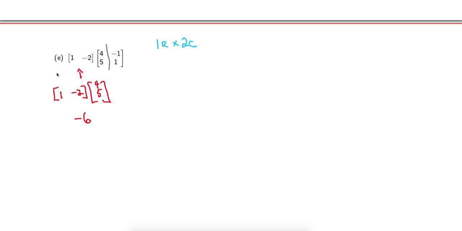For j hat, we have the 1, negative 2 again. That is going to get multiplied by negative 1, 1. We're going to have 1 times negative 1 plus negative 2 times 1. So we get negative 1 plus negative 2, which is negative 3. So we have 1 row, 2 columns. Our answer is this matrix, negative 6, negative 3.